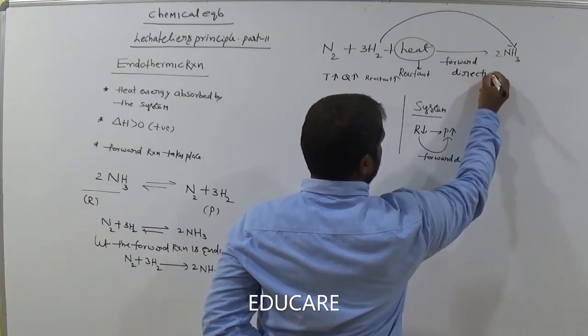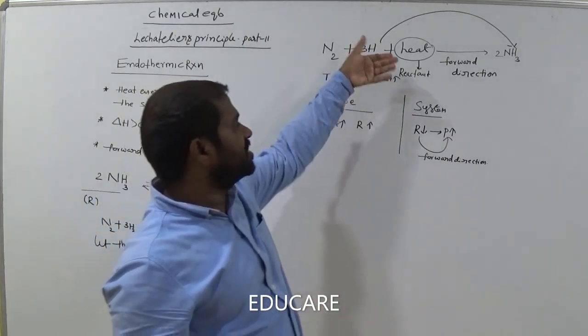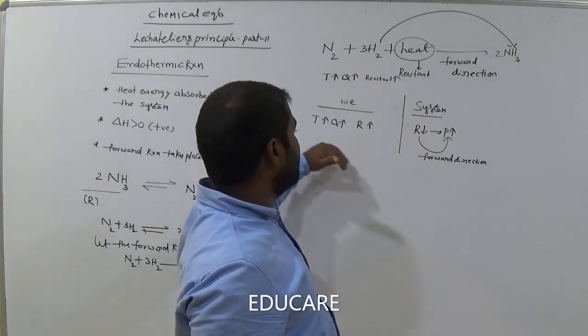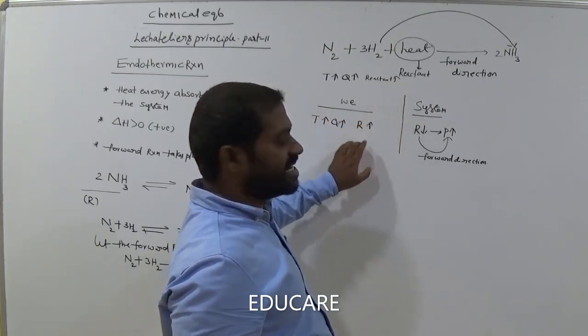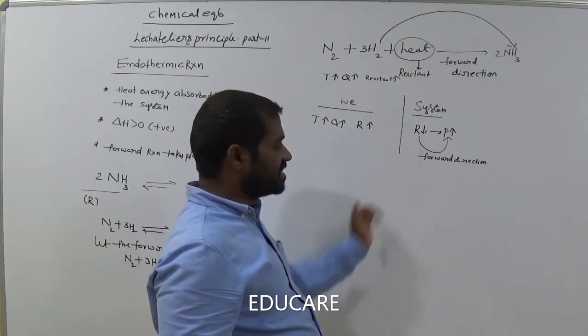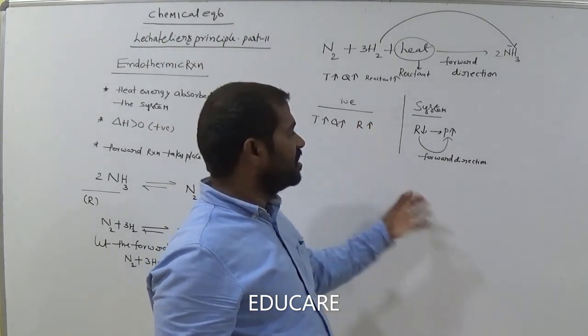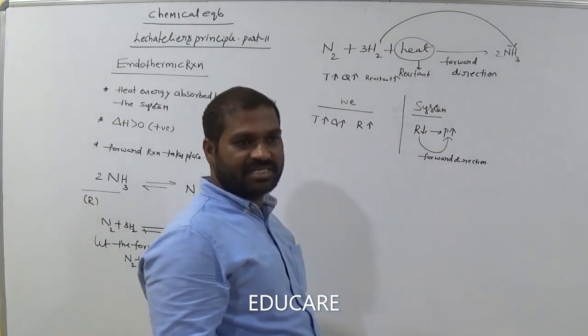In an endothermic reaction, when we offer heat energy to the system at the reactant side, temperature is high, heat energy is also high. This is considered as a reactant, that means reactants' concentration is high. Now the system tries to decrease the reactants' concentration, so it moves towards the product, decreasing the reactants and increasing the product concentration. Is it clear?